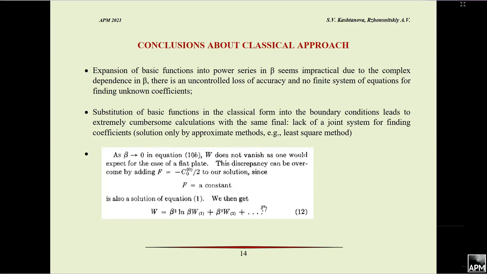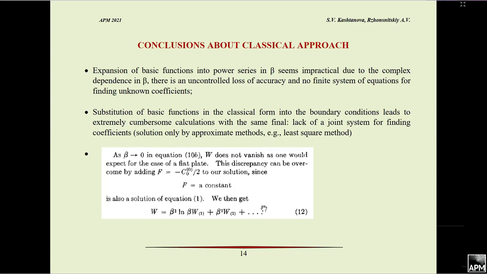First, the expansion of basic functions into a power series in beta seems impractical due to the complex dependence on beta. Here we have an uncontrolled loss of accuracy, and there is no finite system of equations for finding the unknown coefficients. If we try to substitute basis functions in the classical form into the boundary condition, it leads to extremely cumbersome calculations. Again we have the same finale: a lack of a closed system for finding coefficients, and we try to solve it by approximate methods. And one more very important thing, the limit transition while beta tends to zero cannot be held, and this breaks the boundary condition at infinity.